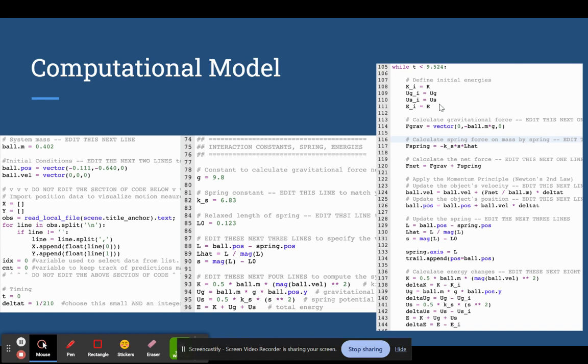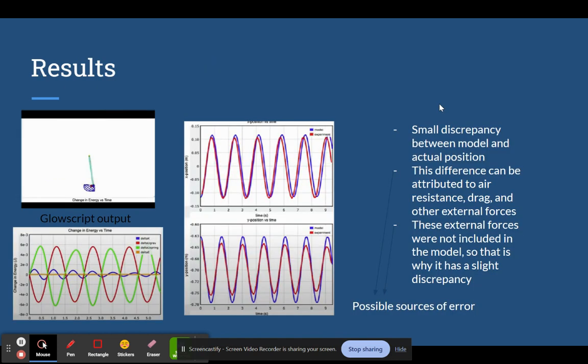The ball's velocity was updated by F net over m times delta t, which is the velocity update formula. And the position was updated with position plus velocity times delta t. The spring length was updated in accordance with the ball position and the spring position. And then using all of this information, we were able to calculate the changes in the energy by plugging the values that we found into the energy formulas.